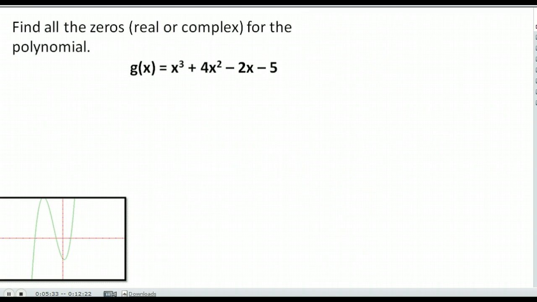Okay, this is example number 2 out of the 3. So here we go. Again, we want to start by writing down our possible zeros. Plus or minus 5 and plus or minus 1 are the factors here. The factors of my leading coefficient, which is just 1, doesn't make any changes there.